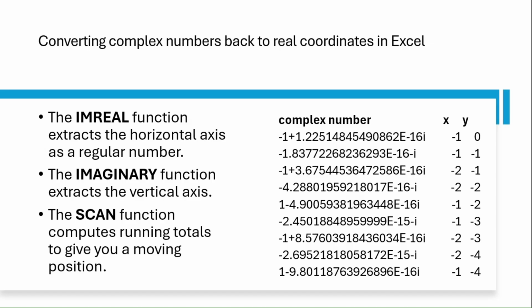Finally, there's the task of converting them back into real numbers. The IMREAL function extracts the horizontal axis as a regular number from a complex number. The IMAGINARY function extracts the vertical axis position, and we would use the SCAN function again to make running totals to get a moving position.